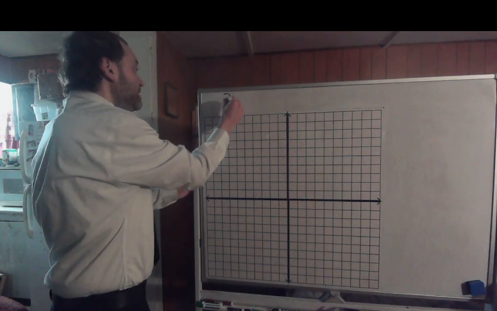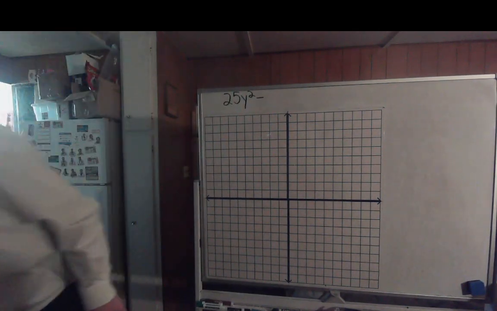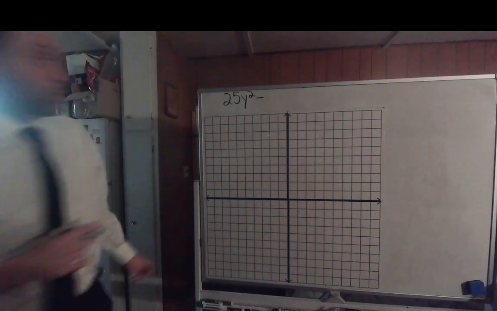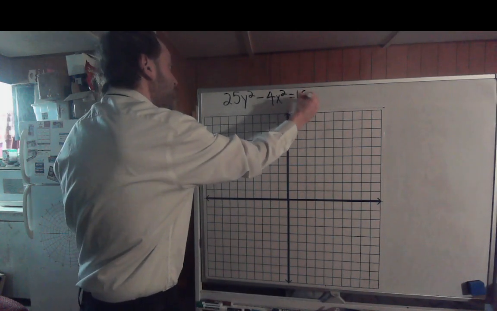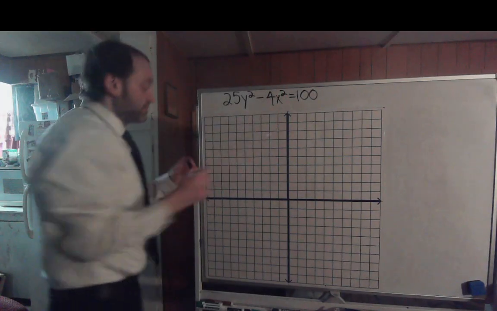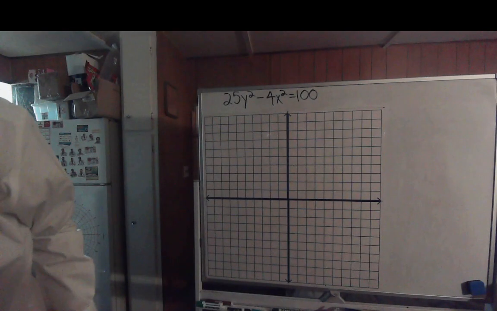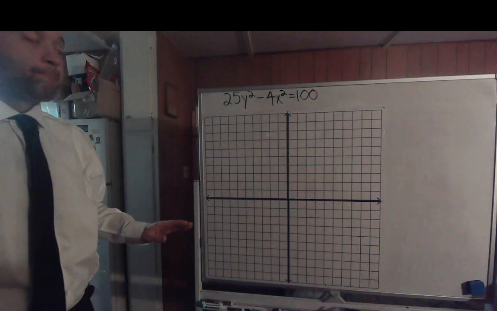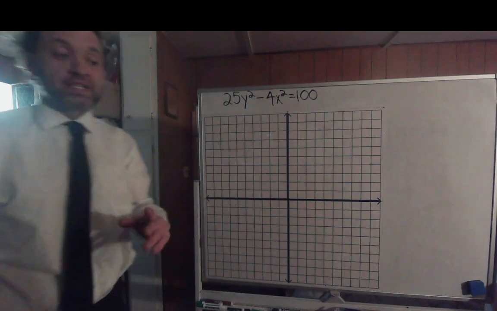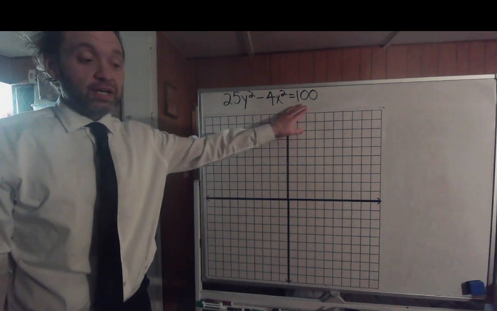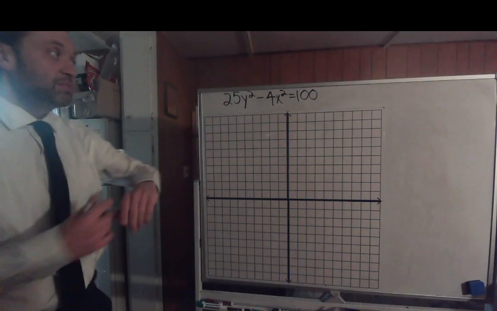So we have 25y squared minus 4x squared equals 100. Well, what's wrong with this picture? The right side equals a number other than 1. Remember when we did ellipses and we had to make the right side equal to 1? We've got to do the same with hyperbolas. So we have to divide both sides by 100.